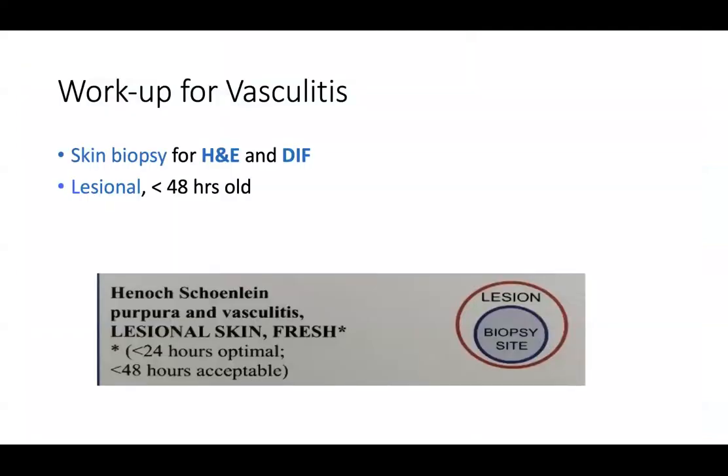How do you work this up from a practical standpoint? So you'll want to get a skin biopsy for H&E and DIF. And in contrast to autoimmune bullous disease, you want to go lesional. You want to go lesional here for your H&E and your direct immunofluorescence. Some people say less than 48 hours old is required. It just depends, but optimal is going to be 24 to 48 hours. But once you start getting over 48 hours, you're going to start to see less distinct activity defining your classic path features. And so that's why we say 24.